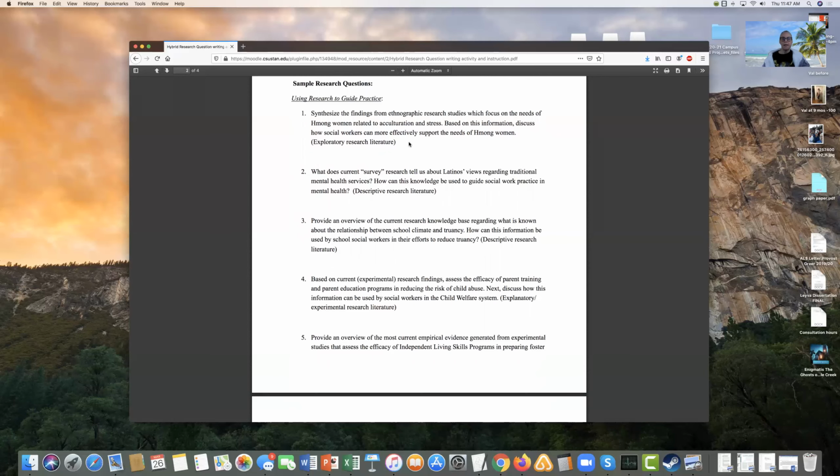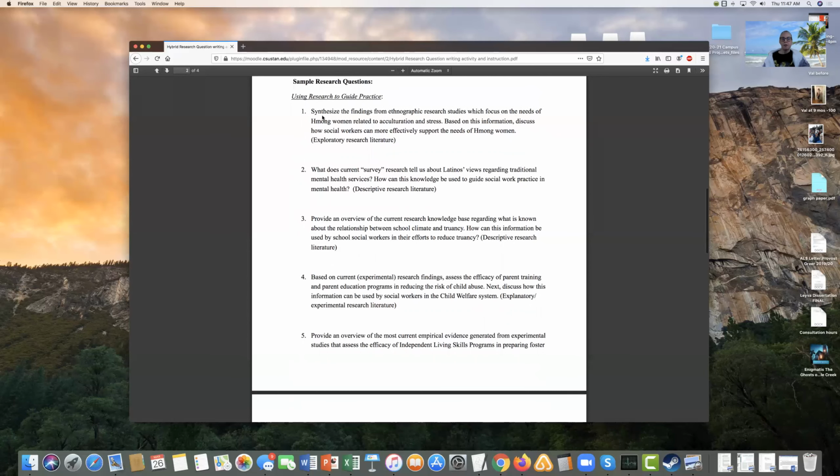So here is the analysis verb, synthesize. Here is your population, Hmong women. And here is your focus, acculturation and stress. Based on this information, discuss how social workers can more effectively support the needs of Hmong women.